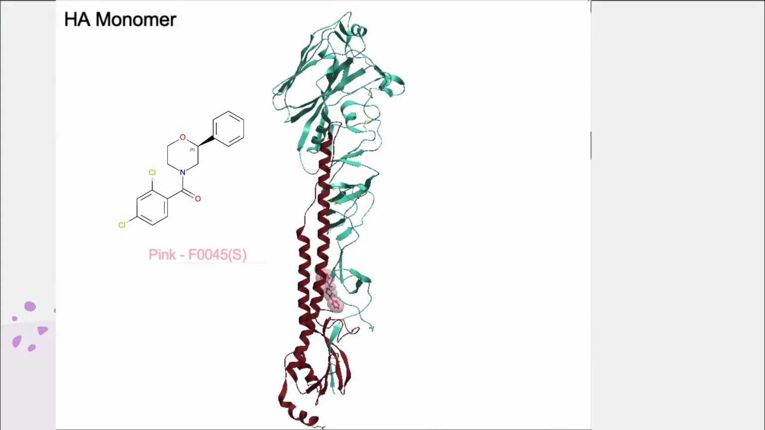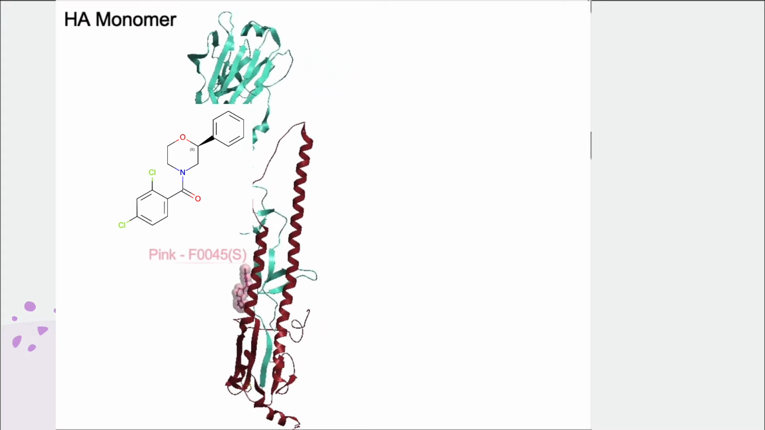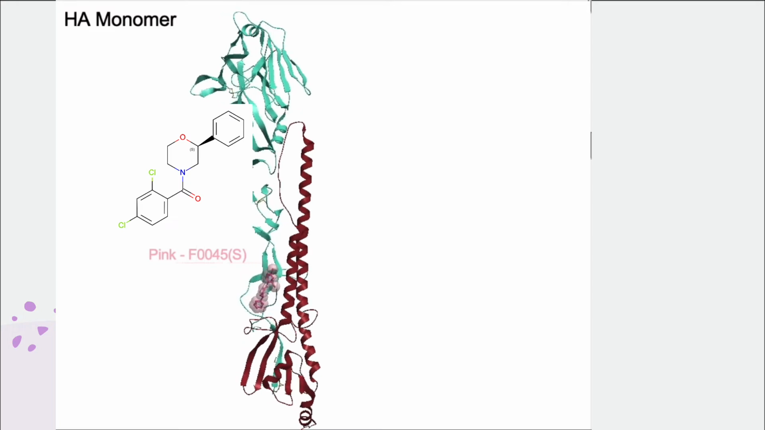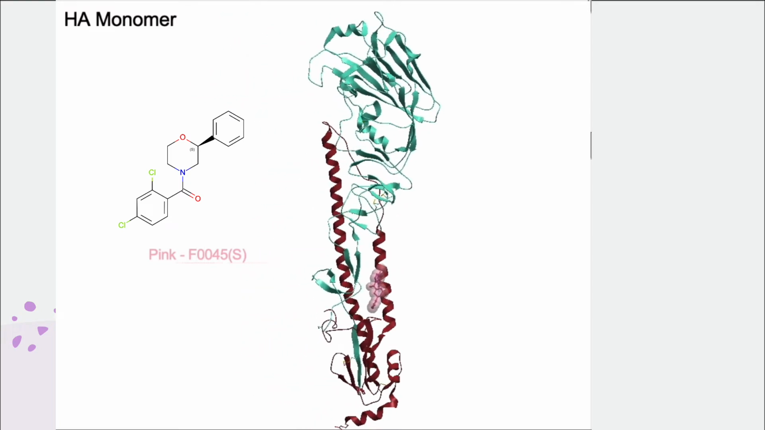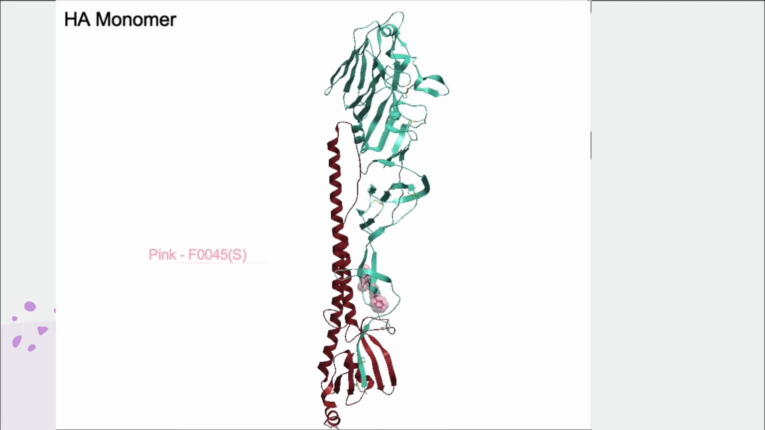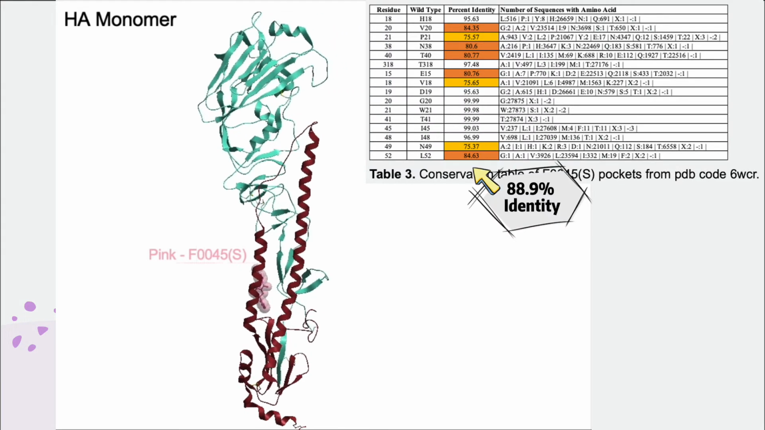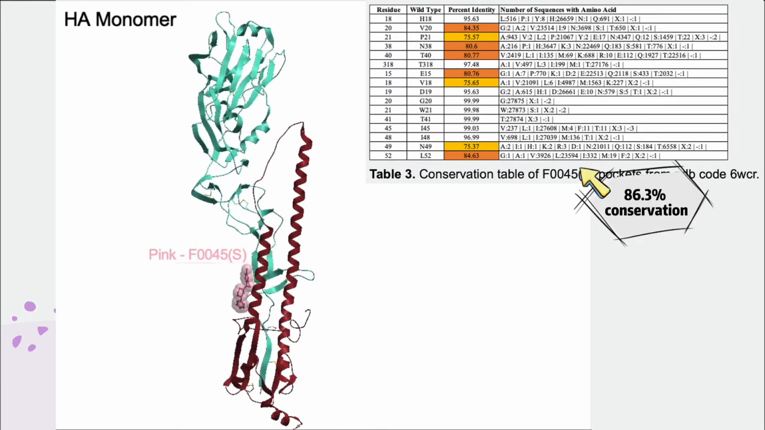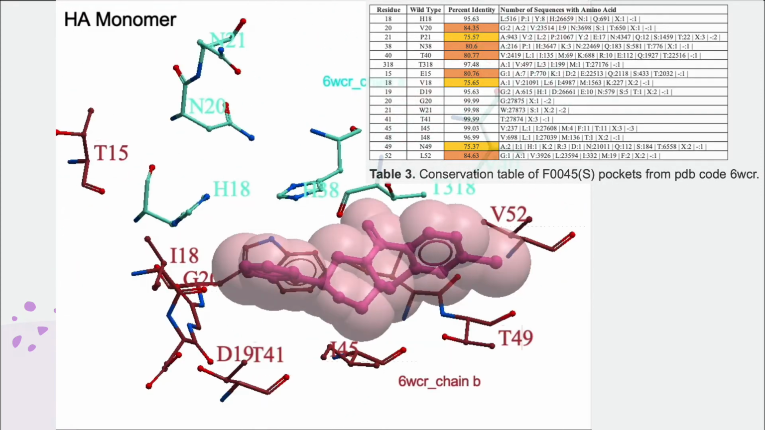F0045 is a fluorescence polarization probe that was designed to help identify small molecule inhibitors that bind to the pockets in the HA stem. A multiple sequence alignment indicates 88.9% sequence identity and 86.3% sequence conservation among the 16 residues within this pocket.